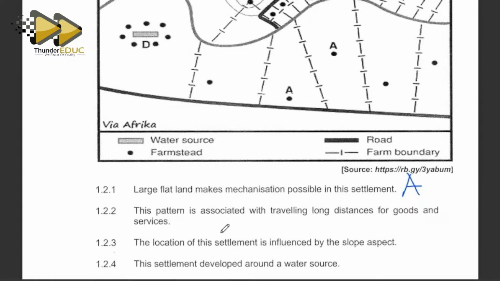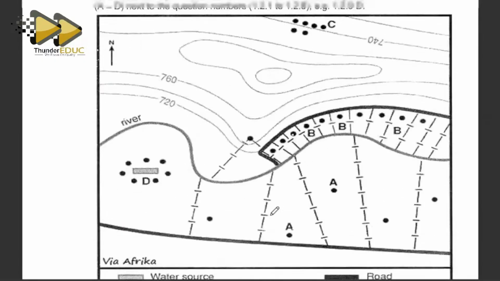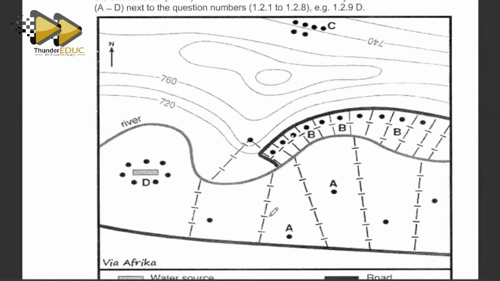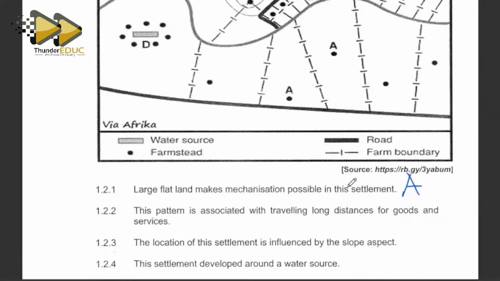This pattern is associated with traveling long distances for goods and services. Also we want to check where people travel long distances to acquire goods and services, right? If we check, you tend to find that because of isolation at A, people have no access to basic services. They have to travel from their isolated farmsteads to get to a point where they acquire services. So A is also the correct response for number 1.2.2.